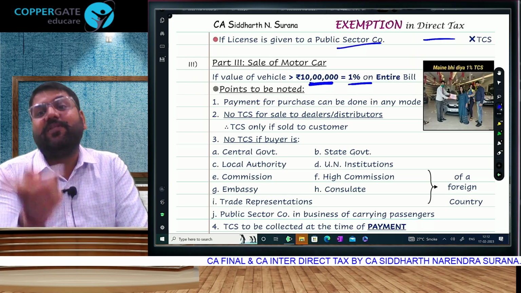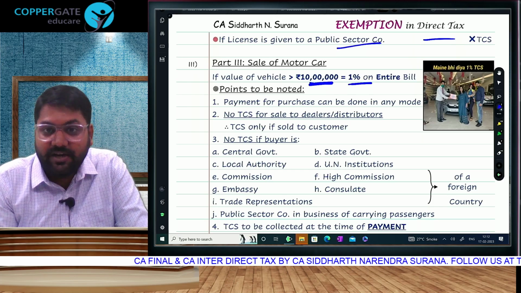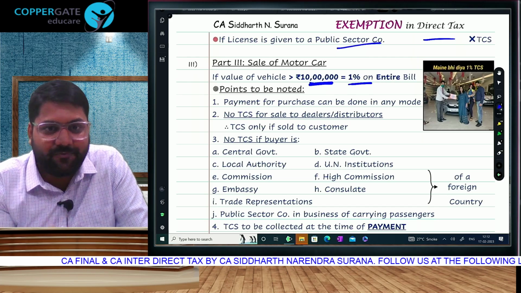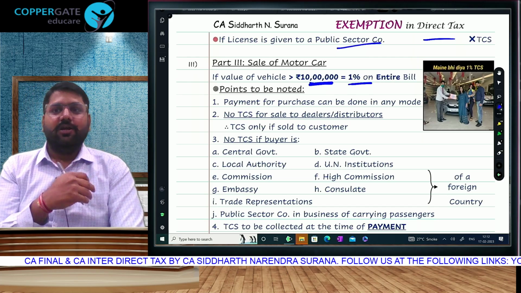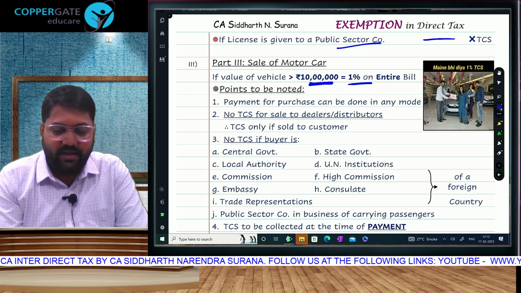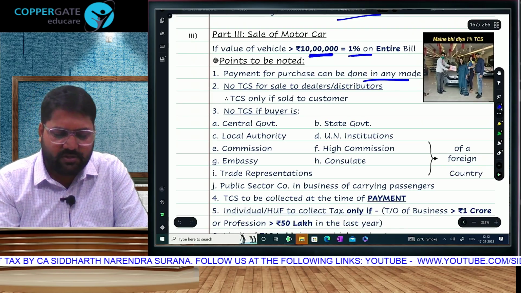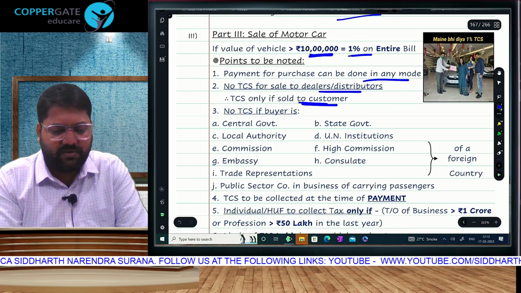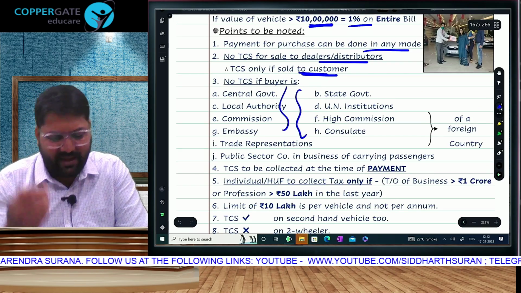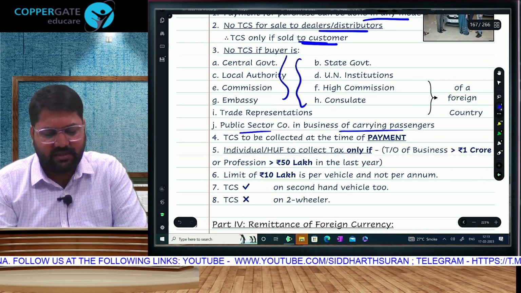Important क्या है? If the value of the motor car is more than 10 lakh, then 1% on the entire bill value, TCS the company will collect. Of course, it was not an extra cost because later I got that as refund. So garib, no, below basic exemption limit. So later I got it as refund, but the company collected. Irrespective of any mode, though abhi cash to hota nahi hai because 2 lakh ka to cash transaction can't be done also. TCS will come only if sold to consumers because dealer distributor ke upar there is no TCS. Obviously, these people if they are buying, there cannot be TCS under any case. Public sector company in the business of carrying passengers, no TCS.